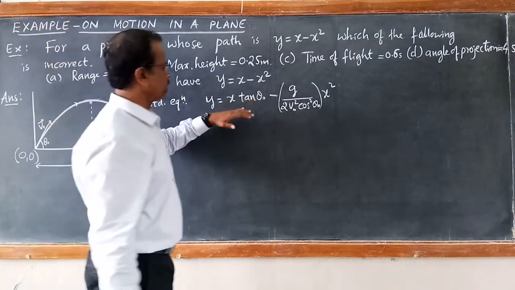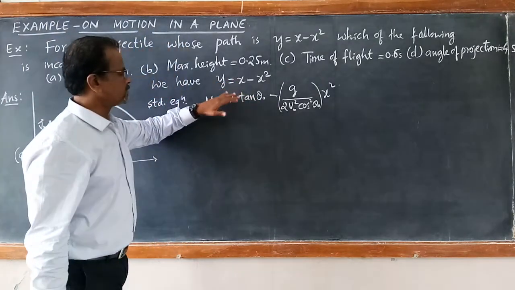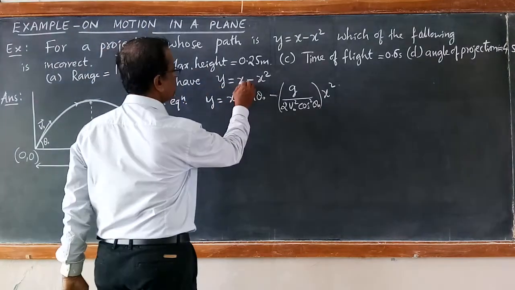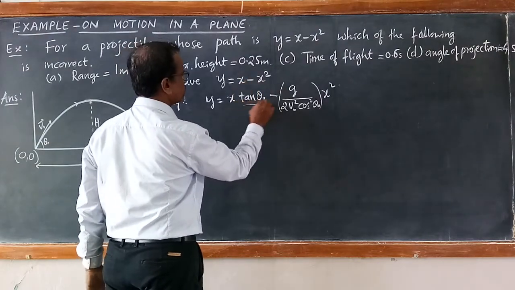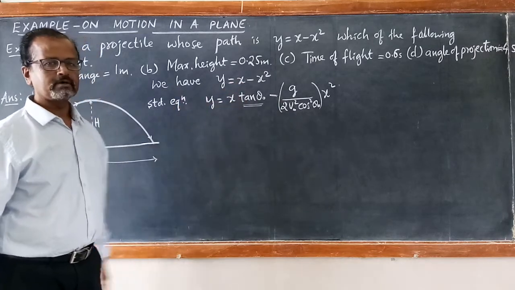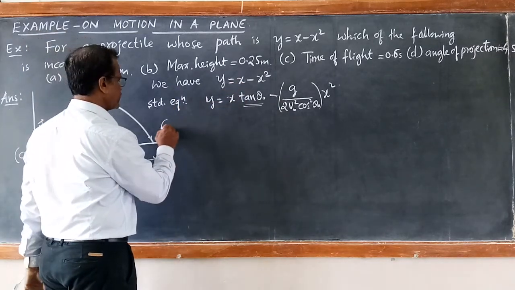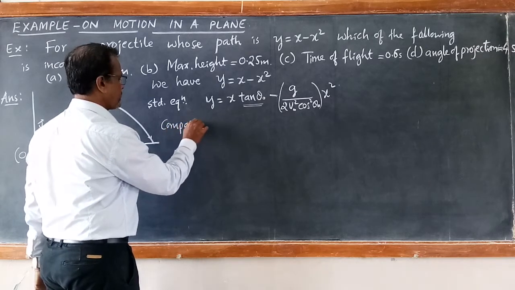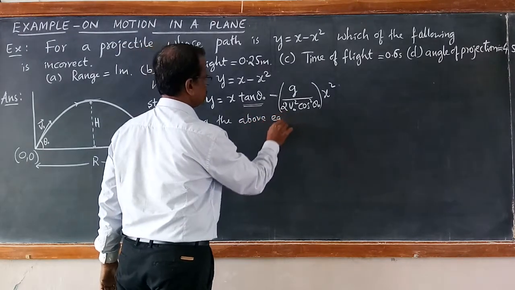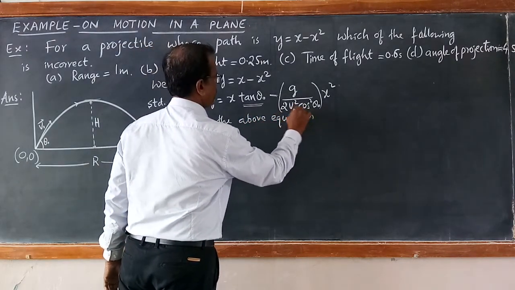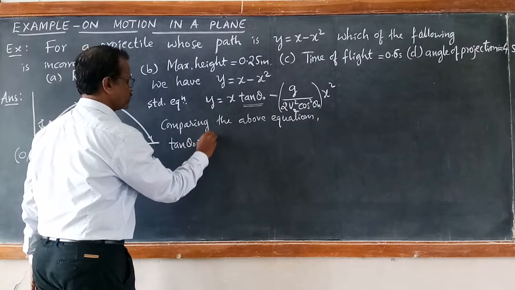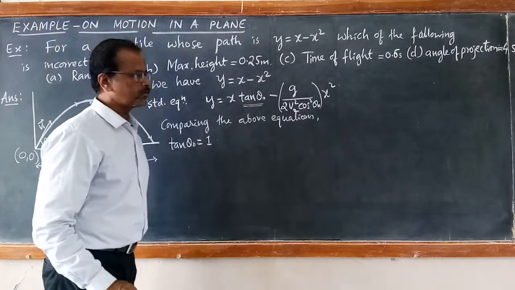So compare the standard equation with the given equation. When you compare, you see x into 1 is there, and here x into tan theta naught is there. So directly we can write x into 1 must be equal to x into tan theta naught. Comparing the above equations, we can write tan theta naught is equal to 1.